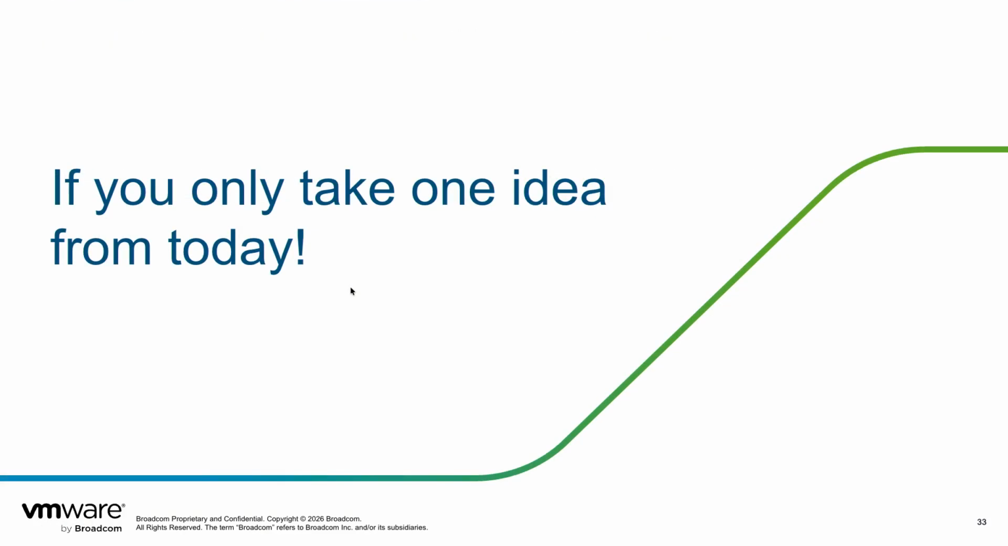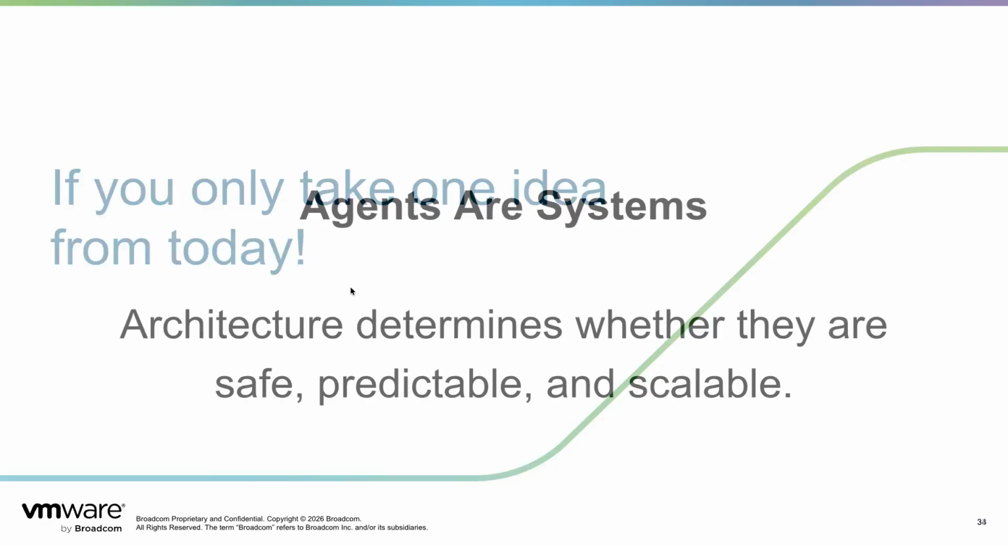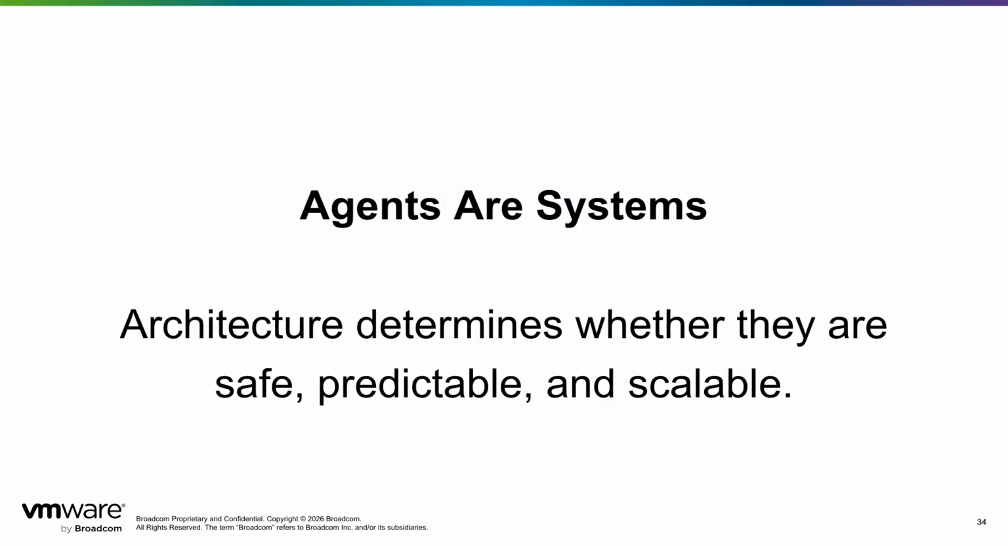So if you only take one idea from today: agents are actually systems, right? The architecture matters. It determines whether they are safe, predictable, and scalable. And I hope that I actually managed to show you that today.